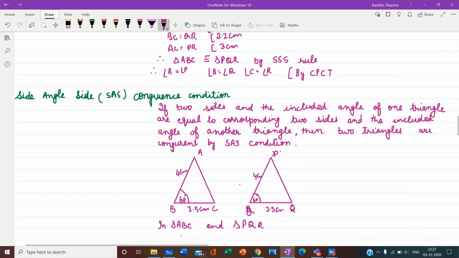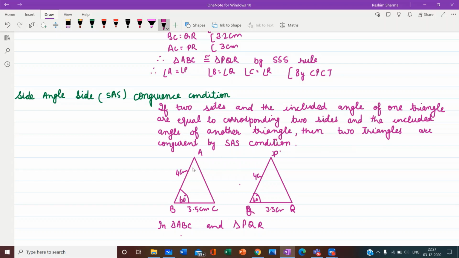Second criteria is side angle side. Now here in between two sides one angle is included. Okay, so if two sides and included angle of one triangle are equal to corresponding two sides and included angle of the another triangle, then two triangles are congruent by SAS condition.